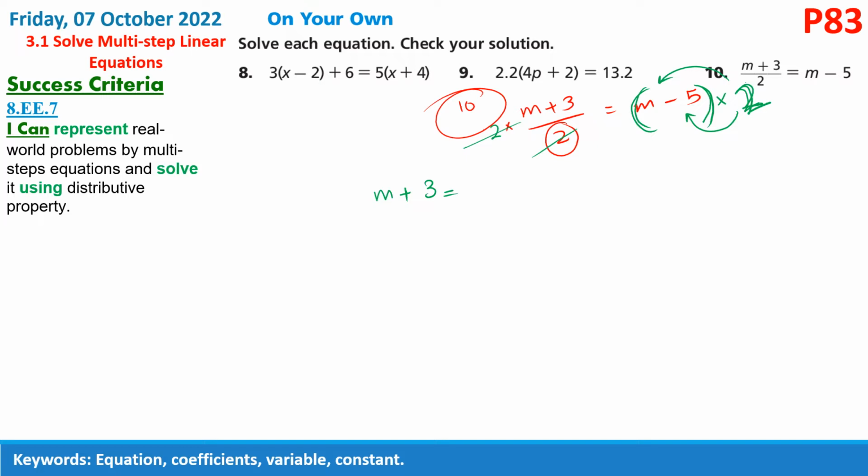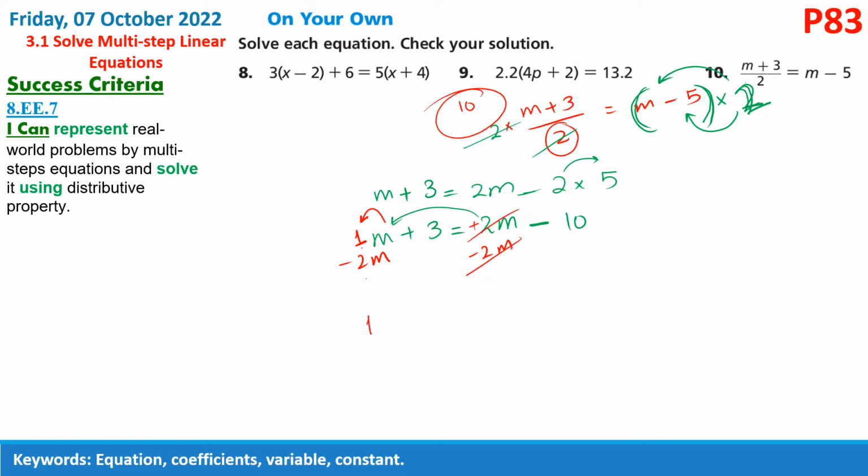Multiply 2 times m, 2m. Then this minus as it is, and multiply 2 times 5. Now m plus 3 as it is, 2m as it is, right? Minus as it is. And 2 times 5 gives you 10. Now all m together means bring this m here. So plus 2m goes there, it becomes minus 2m. Now before m, no number. No number means it is understood, it is 1. 2m cancel. 1 minus 2 gives us negative 1m plus 3 equals 10.